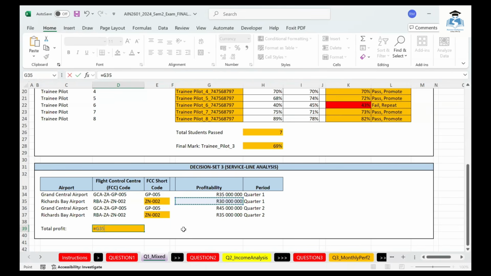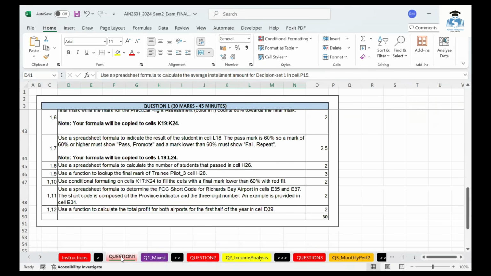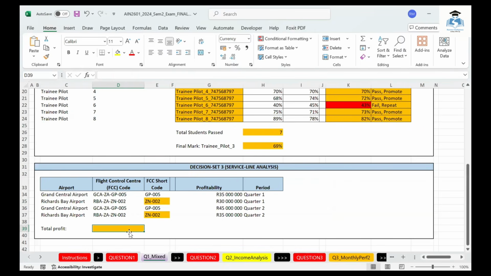Sorry, sir. Let me go back to the question. All right. This is the question. Use a function to calculate the total profit for both airports for the first half of the year in cell D39. Is equal to G35 plus 37 divided by 2. Why are you dividing?